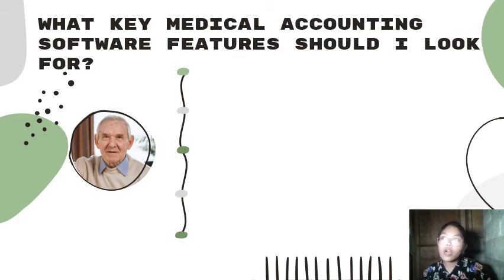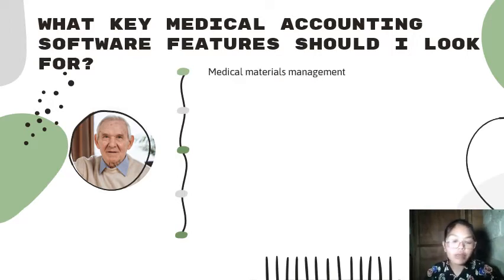So, what are the features that medical accounting software must have? First is to have medical materials management. It means organization of the acquisition and distribution of supplies, particularly any drugs or lab materials that have a limited shelf life.